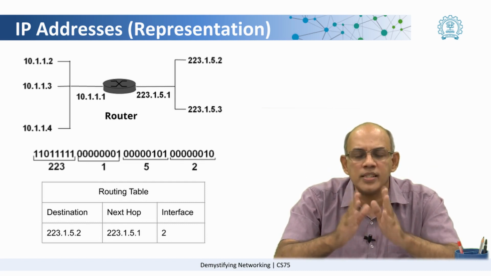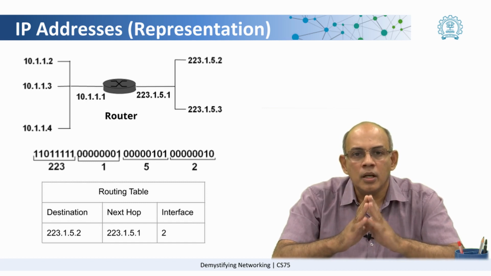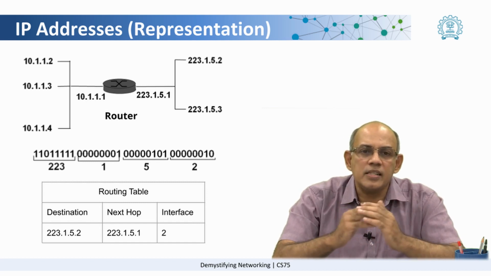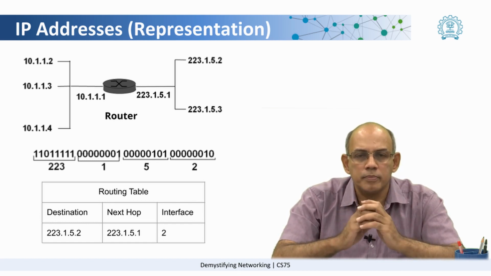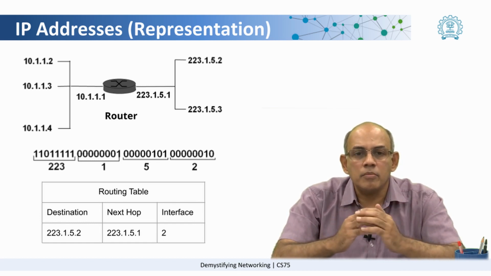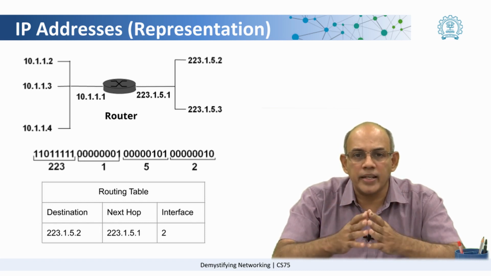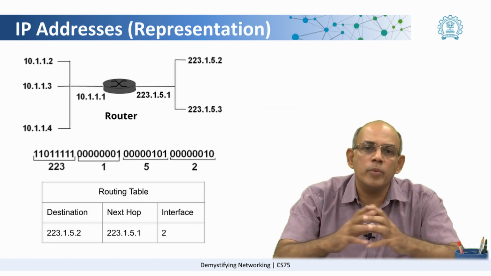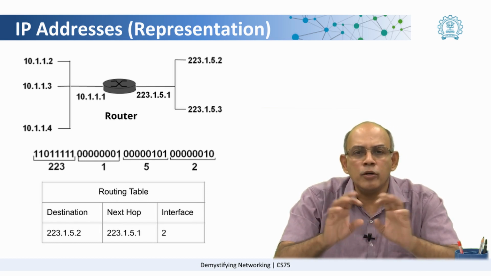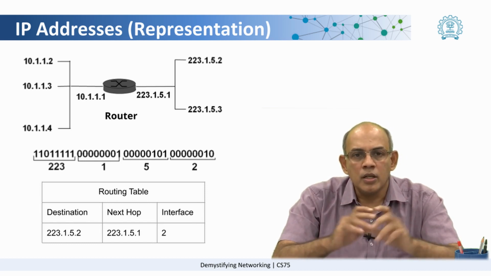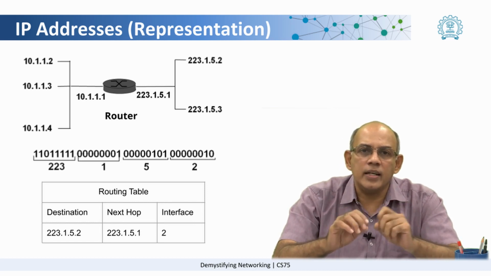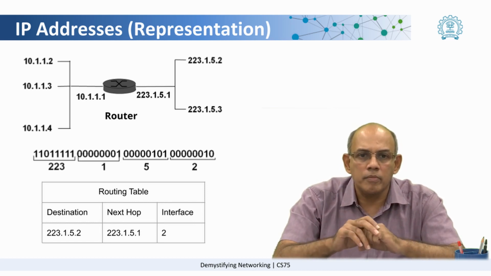So let's look at one side of this network. On one side, you see addresses of the form 10.1.1.2 and so on. At the bottom, we see that an IP address is nothing but a 32-bit number. Okay? So it's a 32-bit binary number, which for ease of human comprehension is split into 4 octets. And each octet is now read in the corresponding decimal form.